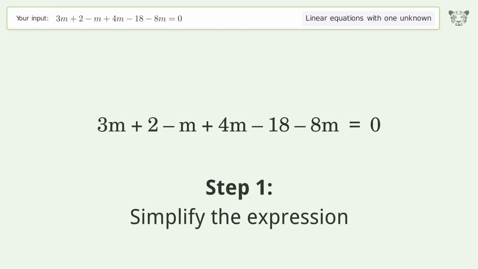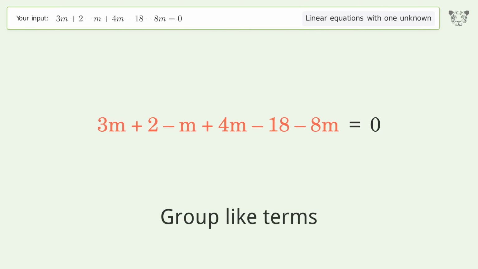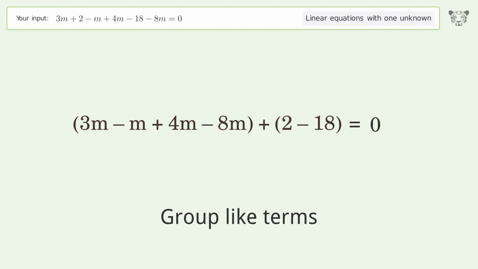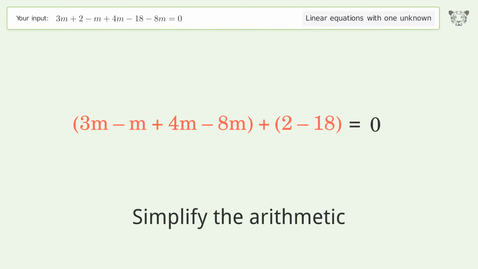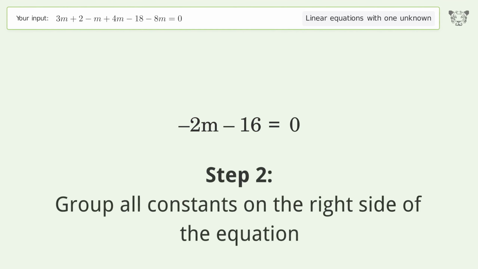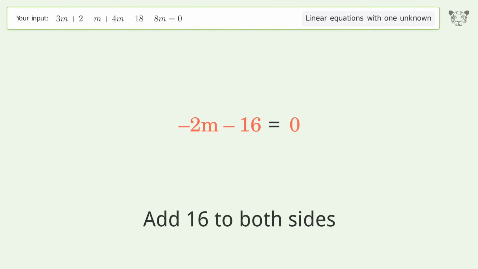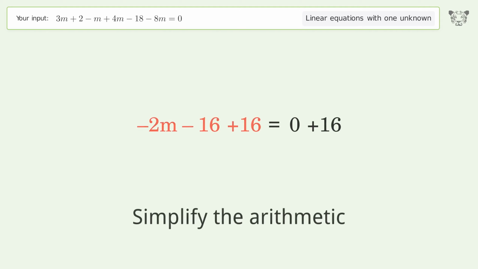Simplify the expression. Group like terms. Simplify the arithmetic. Group all constants on the right side of the equation. Add 16 to both sides. Simplify the arithmetic.